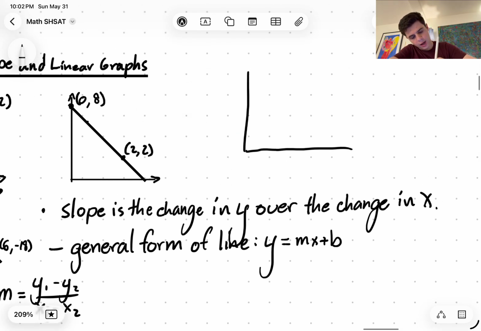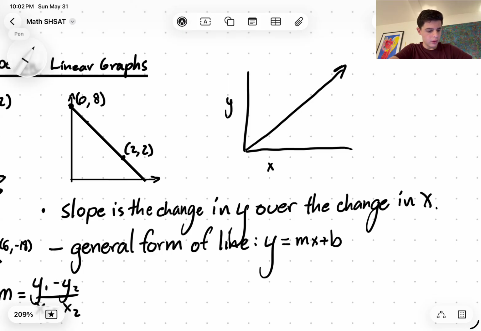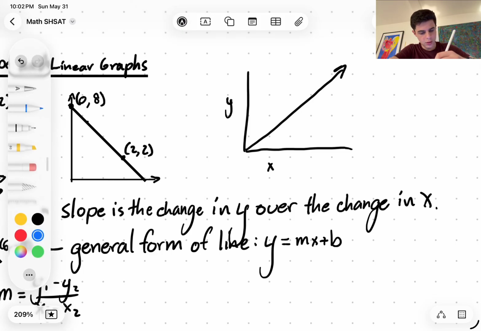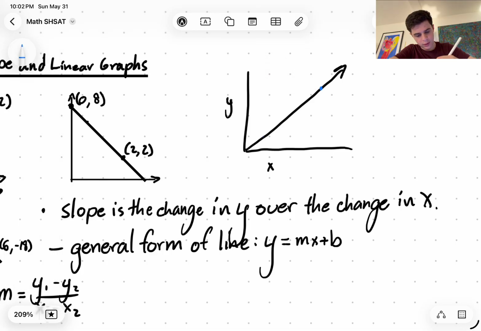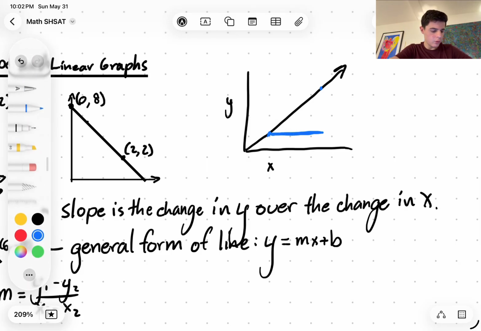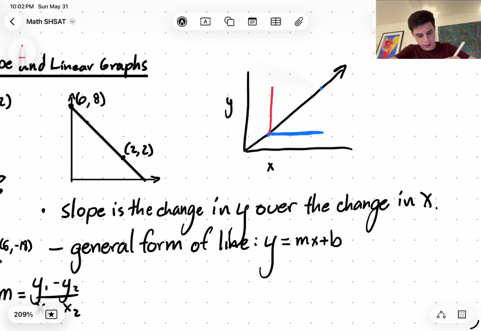So let's say we have a graph, right? This is our x-axis and this is our y-axis. And we have a line that's going like that, okay? That's a linear line right there. So the change in x, I'll label that in blue, is going, let's say, from this point to this point. Change in x is going to be that distance right there, right? And now the change in y, which I'll label in red, is going to be from here to here, to this point right here.